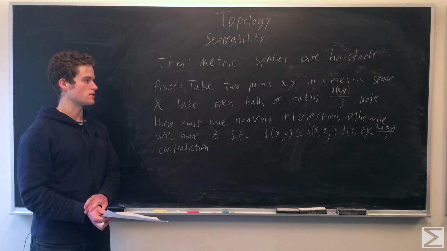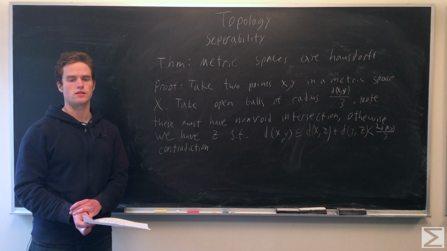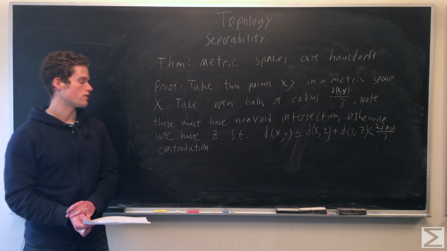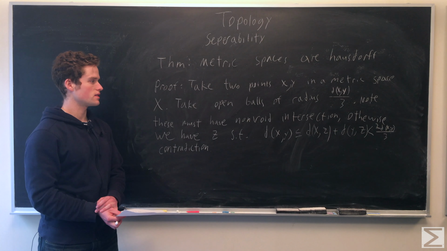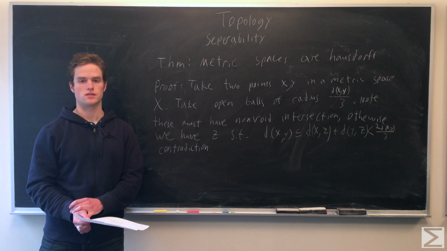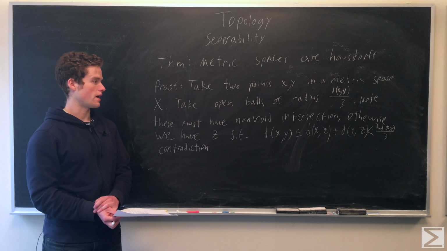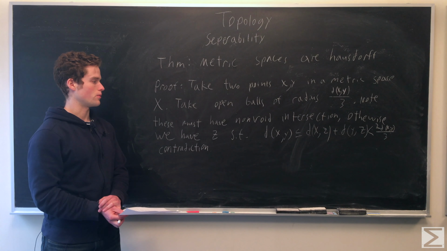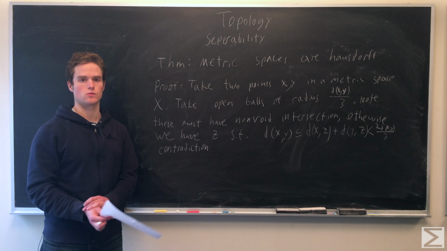less than distance xy over 3, and distance yz is also less than distance xy over 3. And therefore, distance xy is less than or equal to distance xz plus distance yz, which is less than 2/3 distance xy. And this is impossible, as distance xy is a positive real number. And so we can't have any z, and so these have void intersection, and so the space must be Hausdorff.